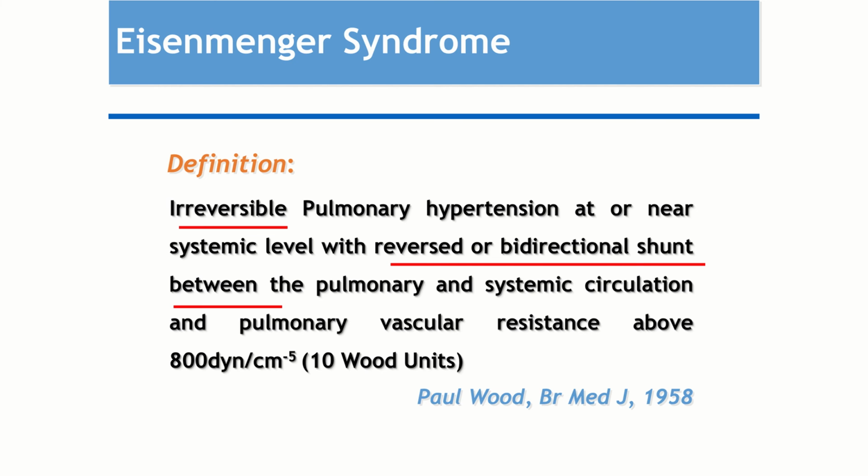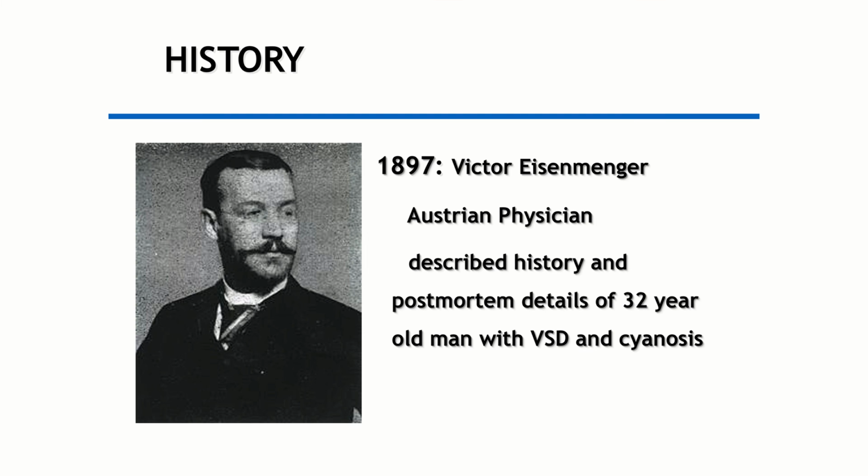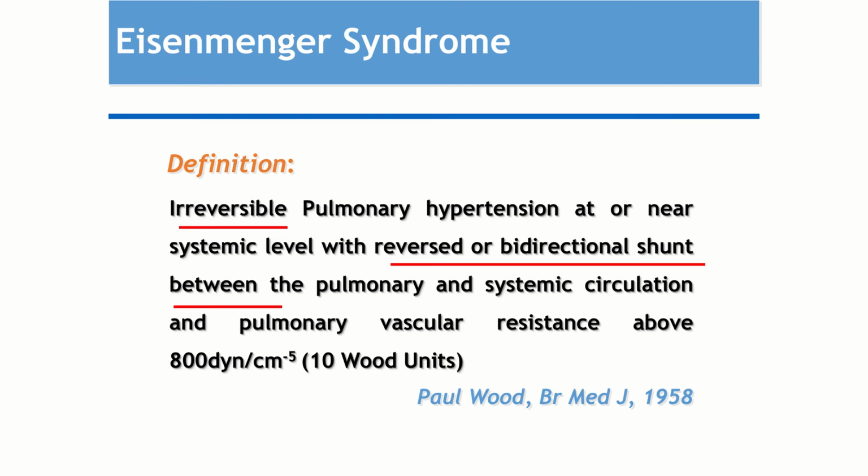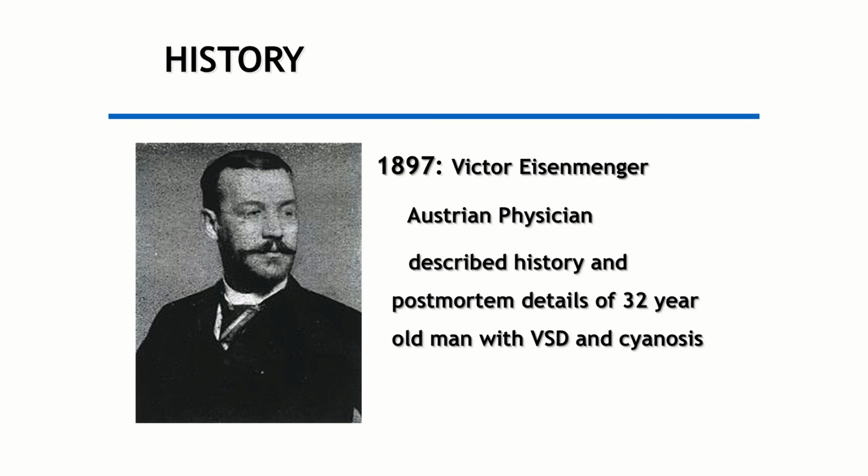And pulmonary vascular resistance should be more than 10 Wood units. Eisenmenger syndrome was described in 1897 by Victor Eisenmenger. He was an Austrian physician and described Eisenmenger syndrome from postmortem details in a young adult gentleman. He was 32 years old and had a VSD with cyanosis.